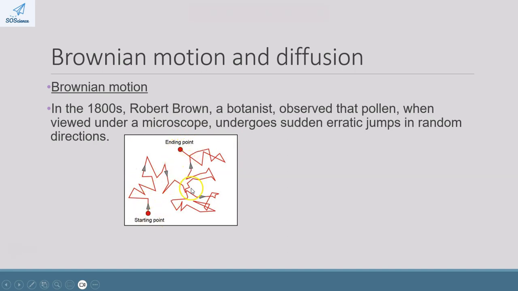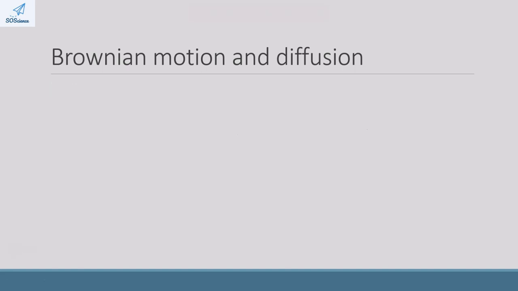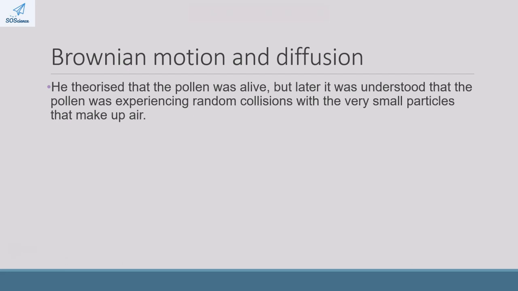And you would expect pollen particles, or any particles, due to gravity to just land on the surface. But again, instead of landing on the surface, he found that pollen or dust particles would just erratically jump around. He didn't know what was causing this, and we didn't know about atoms at the time, so he theorized that the pollen was alive.